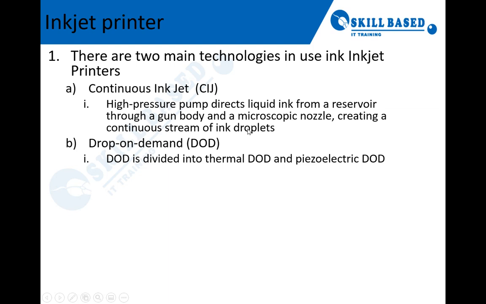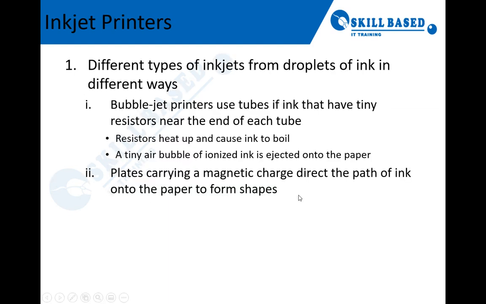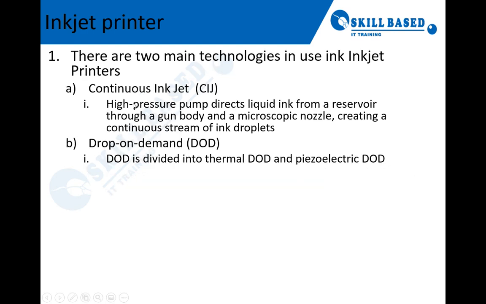When they fire them, after that they apply a charge onto the unnecessary droplets. The necessary droplets will not have a charge, so they will shoot onto the paper. The unnecessary ones that have a magnetic charge, they will collect back. So that is what I call the CIJ.